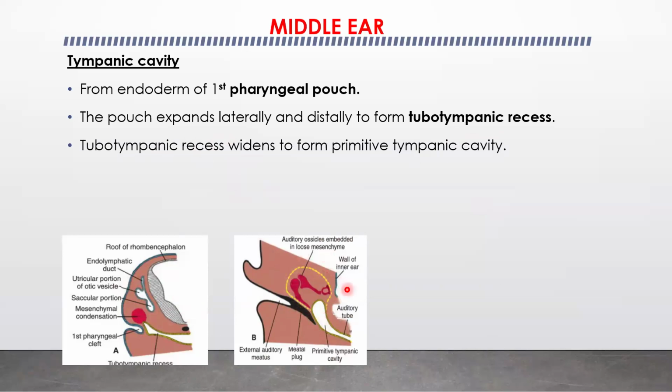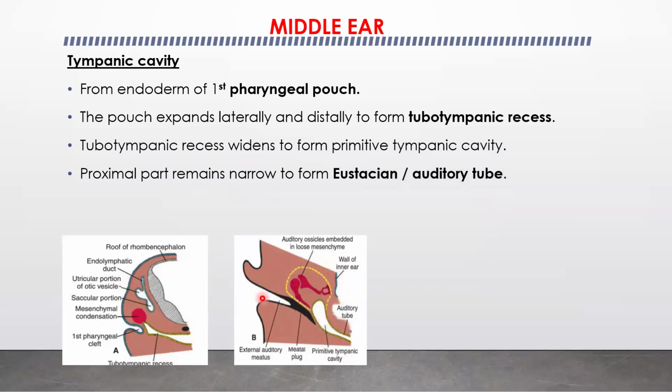It will widen to give us the primitive tympanic cavity. So this primitive tympanic cavity, on the proximal end, will remain narrow and connected to the eustachian tube. And that's the reason why this eustachian tube at this point will be called the pharyngotympanic tube, because it will be connecting the tympanic cavity with the pharynx.